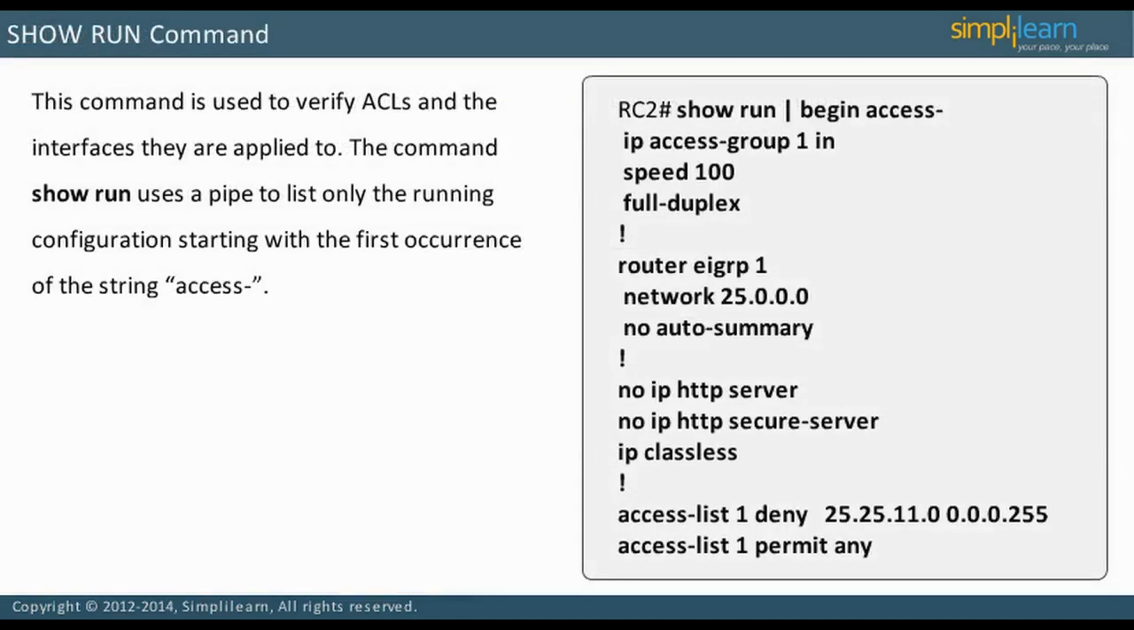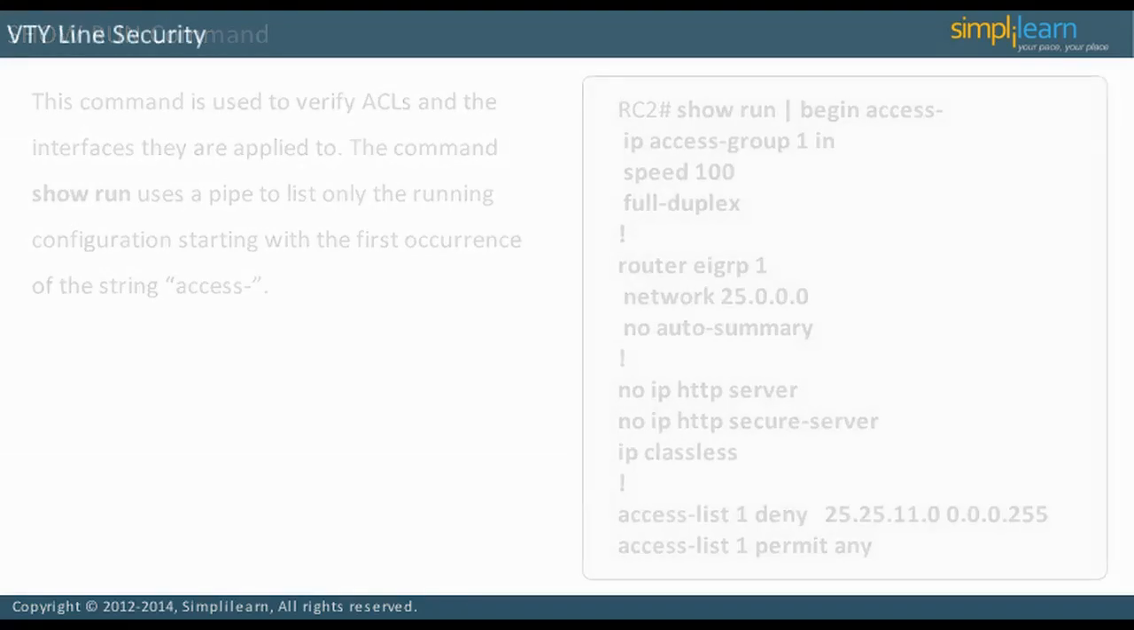Use the show run command to verify ACLs and the interfaces they are applied to. If your IOS version allows it, you can use a pipe to list the running configuration starting with the first occurrence of the string access. Take some time to review the command and the output. In the next slide, let us focus on VTY Line Security.